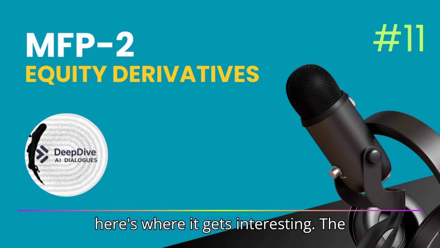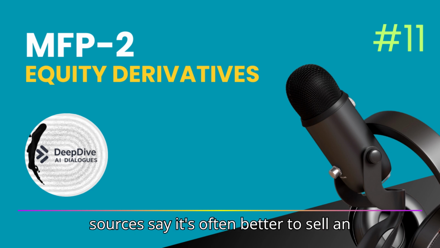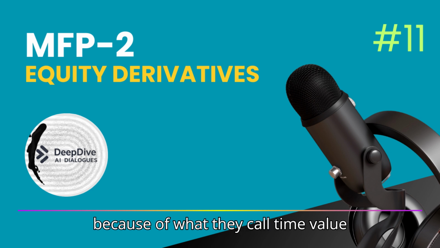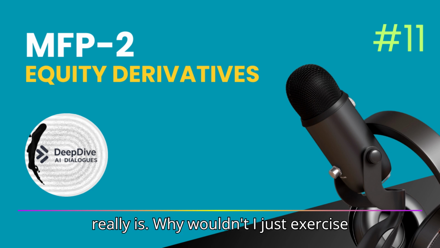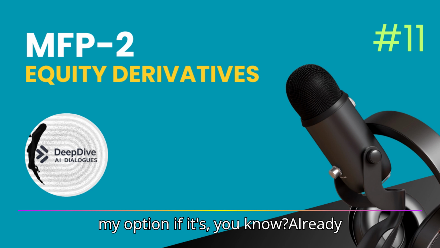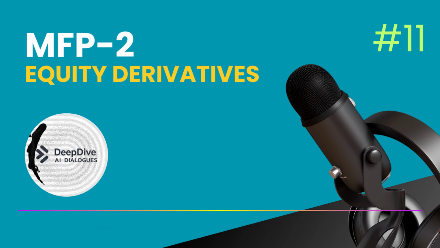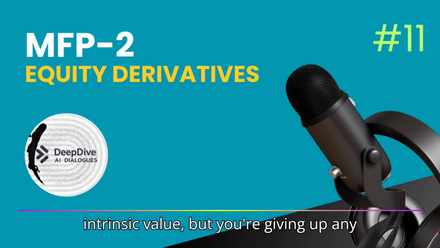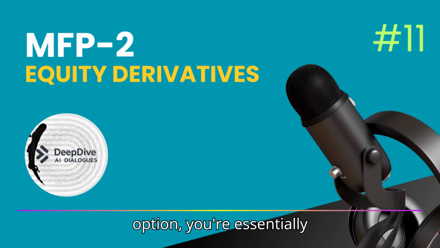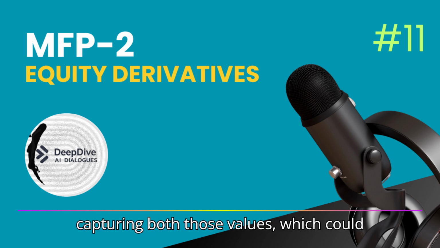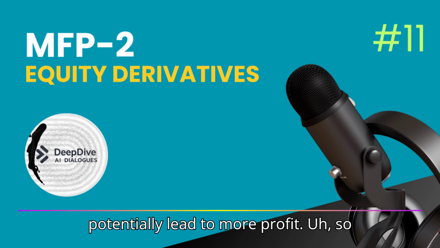Okay. Now here's where it gets interesting. The sources say it's often better to sell an option than to actually exercise it because of what they call time value decay. Yeah, that's a bit counterintuitive, isn't it? It is. It really is. Why wouldn't I just exercise my option if it's already profitable? Well, think of it this way. When you exercise, you only get that intrinsic value, but you're giving up any remaining time value. By selling the option, you're essentially capturing both those values, which could potentially lead to more profit.